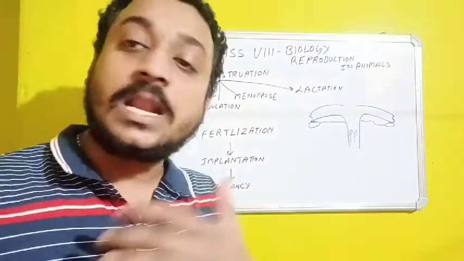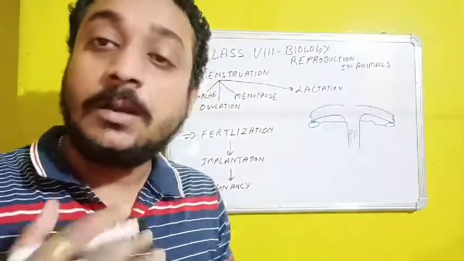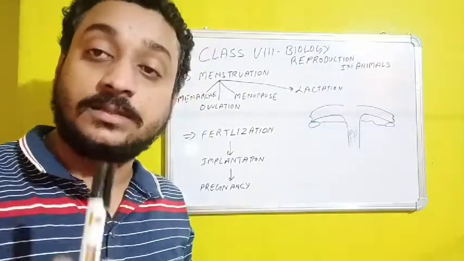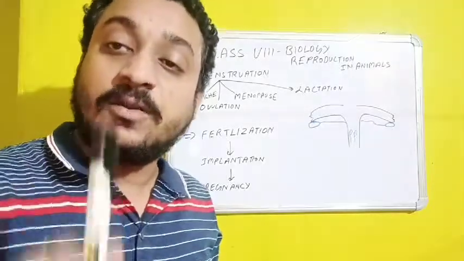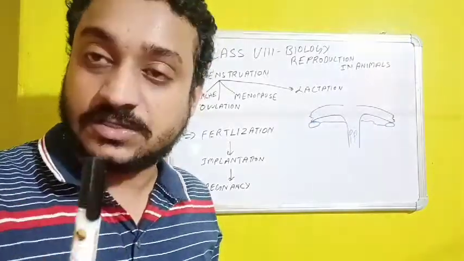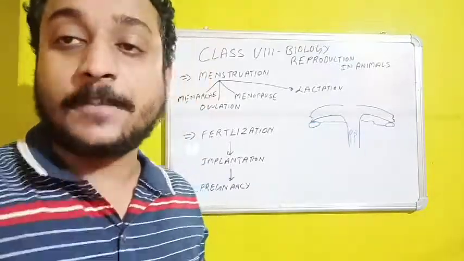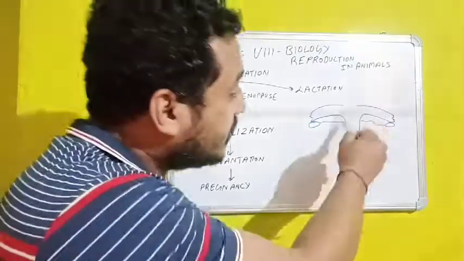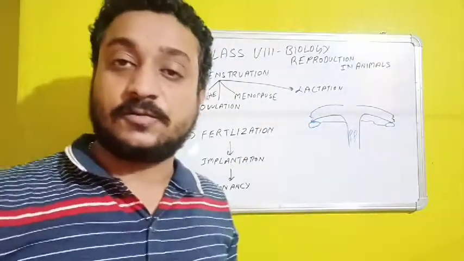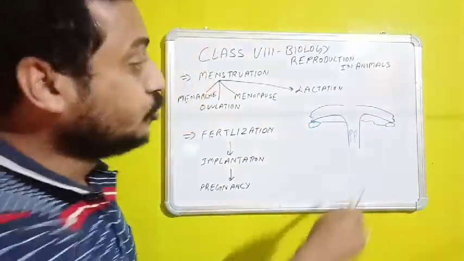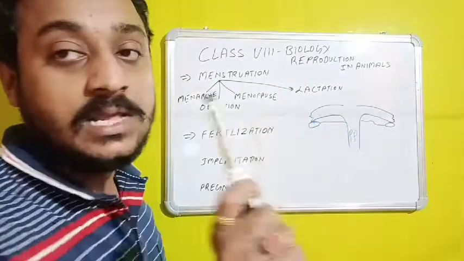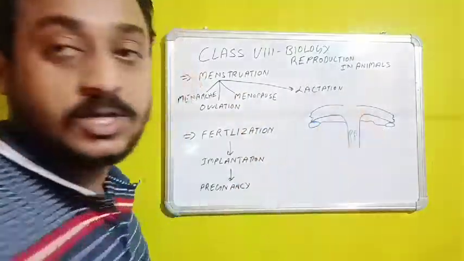Menstruation is the cyclical bleeding which occurs every month in the human female, in the uterus, in the female reproductive system of mammals, especially in human females. So what happens here? I have made a rough diagram of the female reproductive system. Through the ovary, the egg will be released and the egg will reach the fallopian tube.